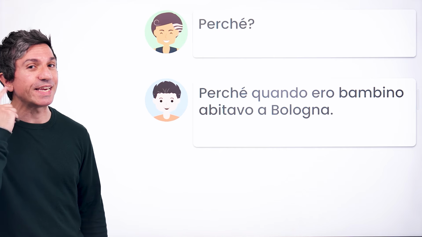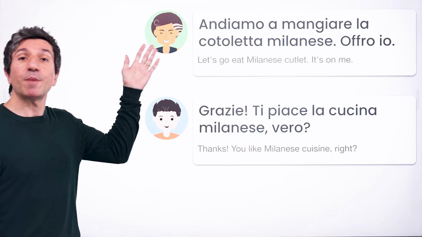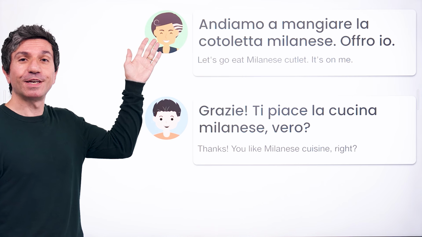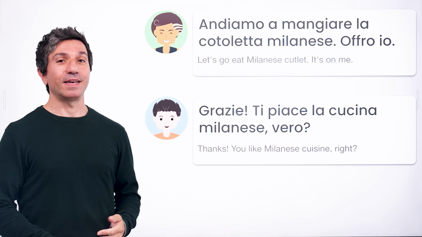Let's hear it with the English translation. Andiamo a mangiare la cotoletta milanese? Offro io. Let's go eat Milanese cutlet. It's on me.